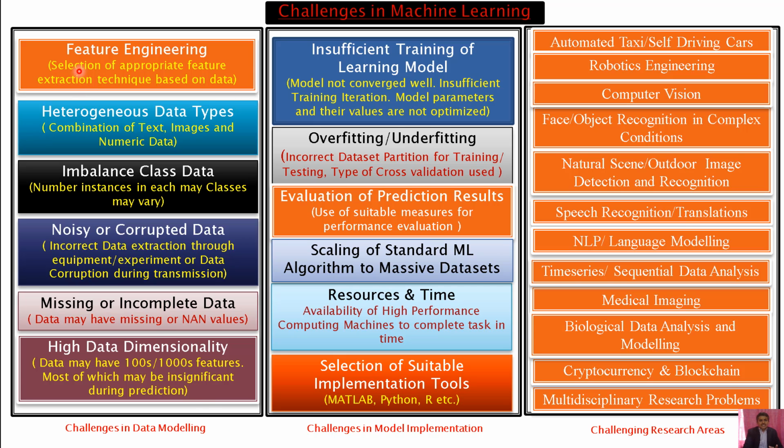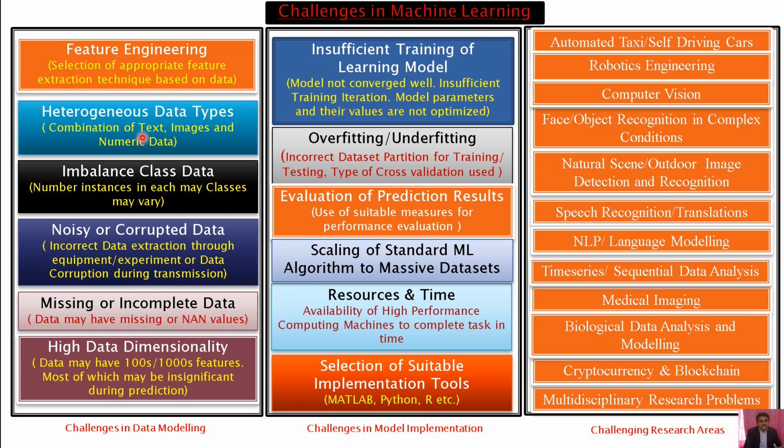The first challenge that most machine learning practitioners may face is feature engineering. During feature engineering, an appropriate feature extraction technique is selected and applied based on the data. If our data is images, then we have to apply different image descriptors. If we are dealing with audio or video data, then we have to apply some other technique. So feature engineering is done based on our experimental data.